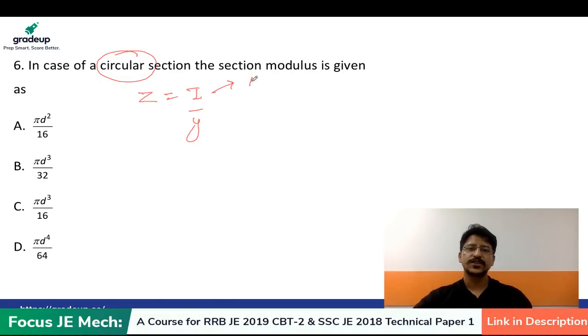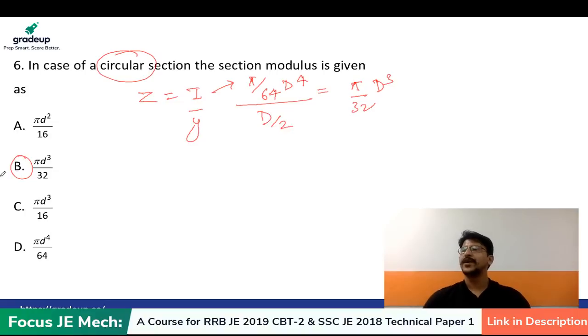I for the circular section is given by pi by 64 d to the power 4, where d is its diameter, and y will be equal to d by 2. So this will clearly come out to be pi by 32 d cube. So the correct answer is option B, pi by 32 d cube, or pi d cube by 32.